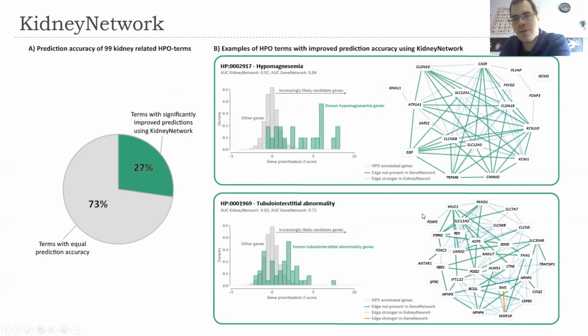And if we use that data, we see that for the genes currently known for, in this case, hypomagnesemia, many of these edges are actually stronger present within the kidney network, and many edges are also not present at all within the gene network of 30,000 samples. And this also gives an improvement of the AUC value from 0.84 to 0.92. Well, that might not sound like a lot, but that actually gives you much better prediction performance in practice.